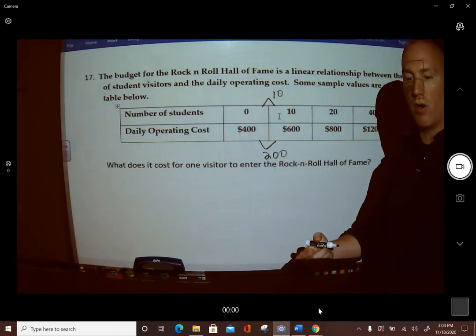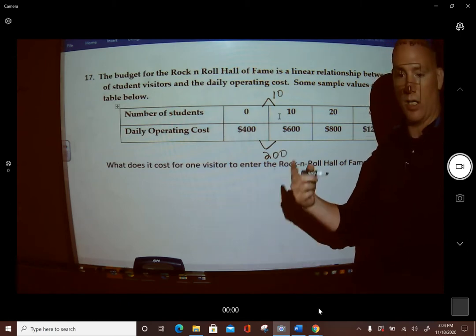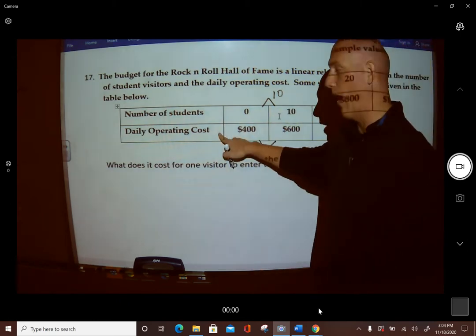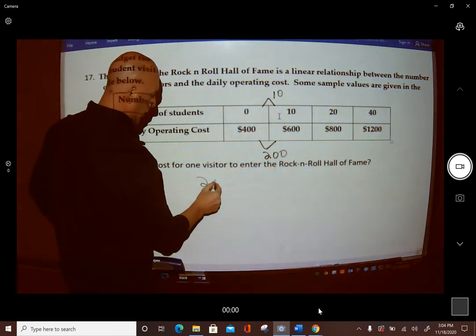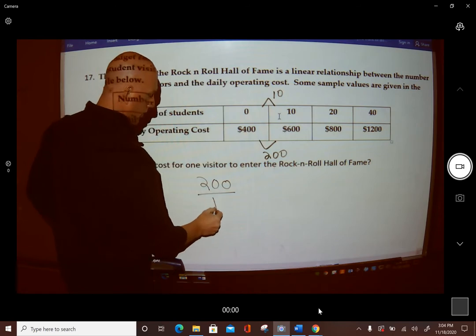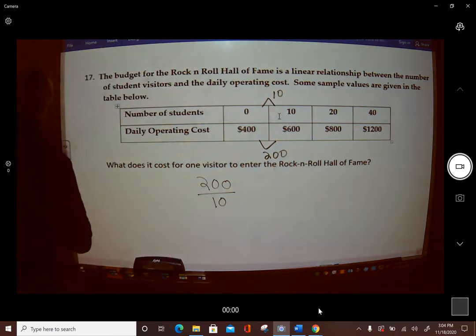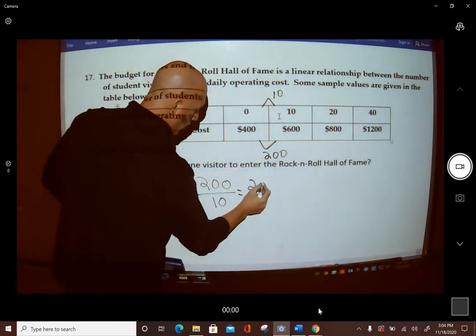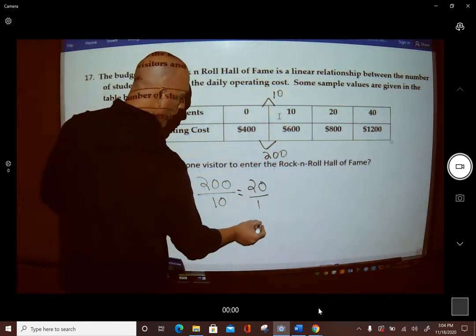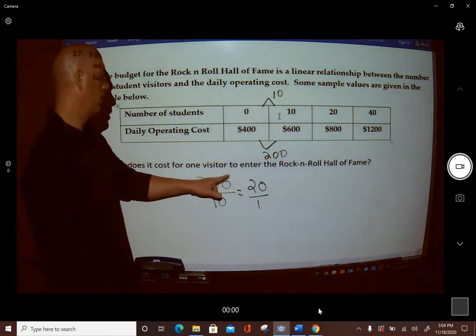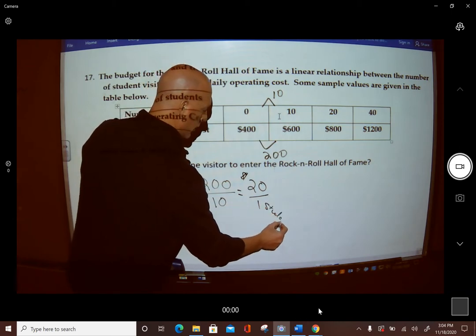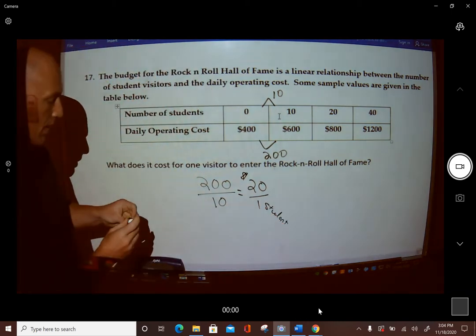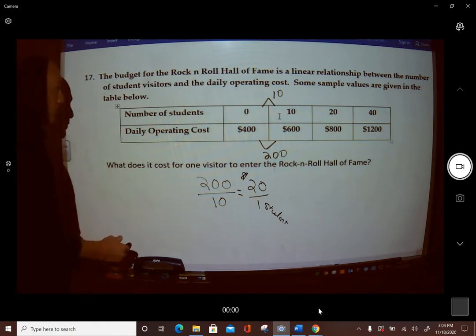So the slope of our line is going to represent the cost per one visitor, or our change in Y over our change in X. So when we look at it, it's 200 over 10. Well, 200 divided by 10 is 20. Or if you want to think of it as 20 over 1, it is $20 per one student. So this problem is actually a lot easier than it initially seems.